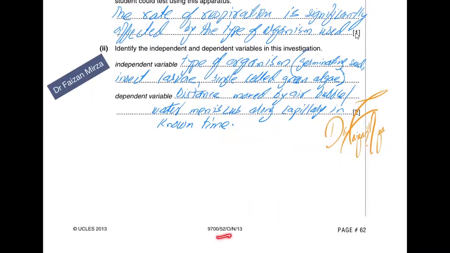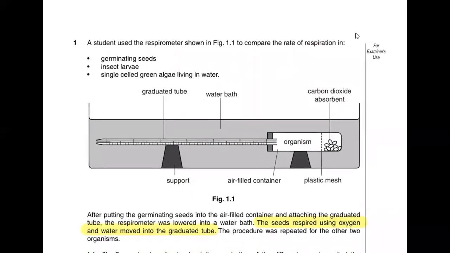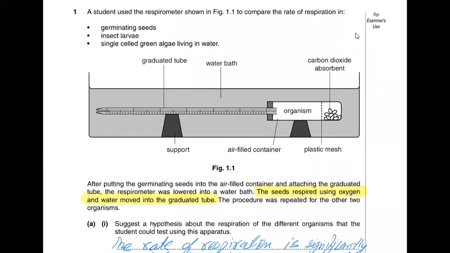The question gave you a diagram of a simplistic respirometer, something that you already discussed in your content. A student used a respirometer shown in figure 1.1 to compare the rate of respiration of three organisms: the germinating seed, the insect larvae, and single cell green algae living in water. You can see the organism being placed here. There's a carbon dioxide absorbent there. These tablets are there and you can weigh them and place them.